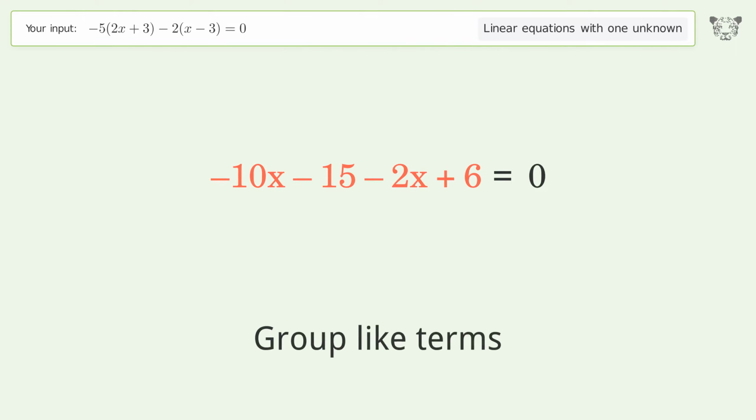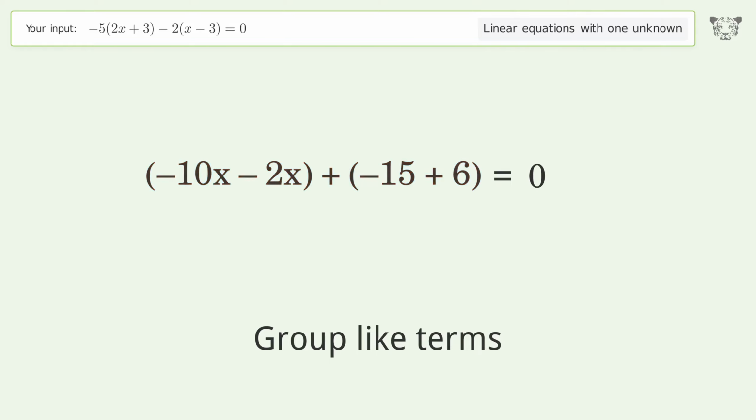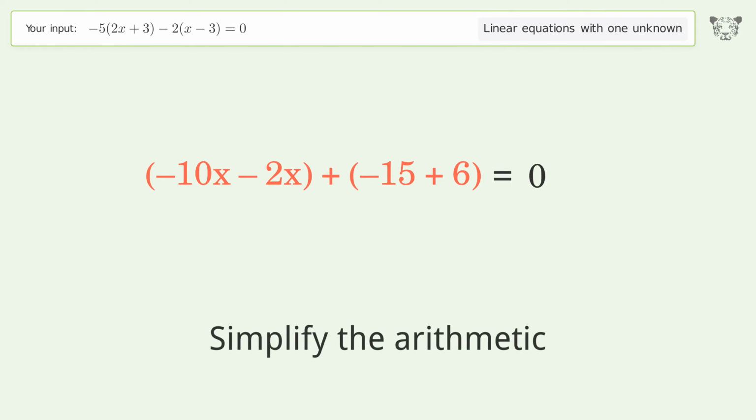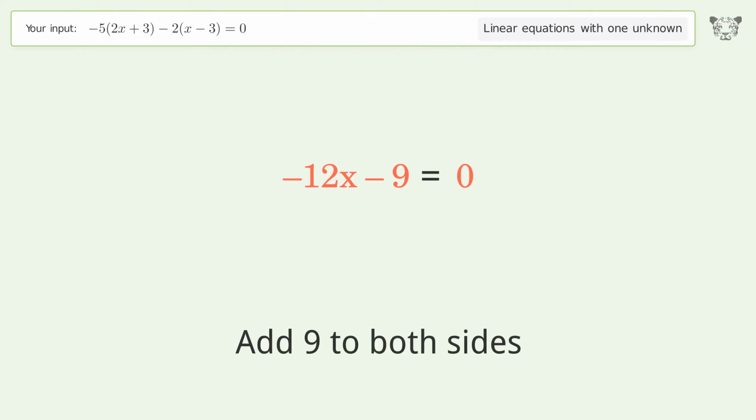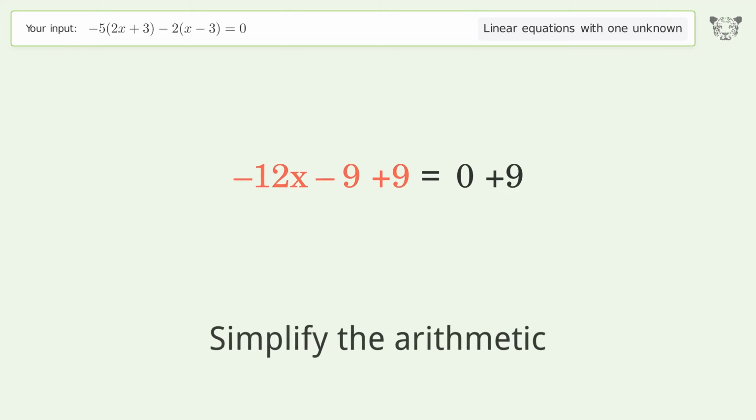Expand the parentheses. Group like terms. Simplify the arithmetic. Group all constants on the right side of the equation. Add 9 to both sides. Simplify the arithmetic.